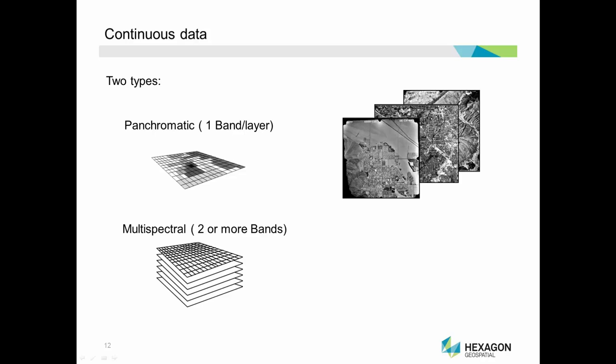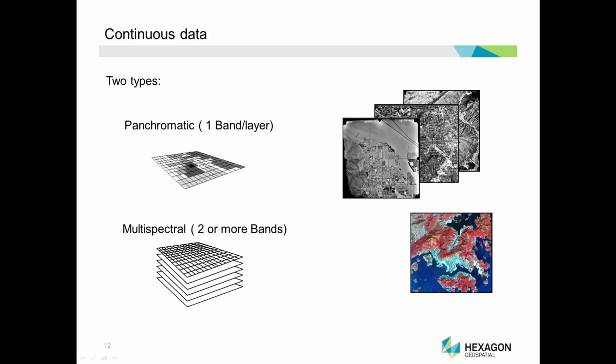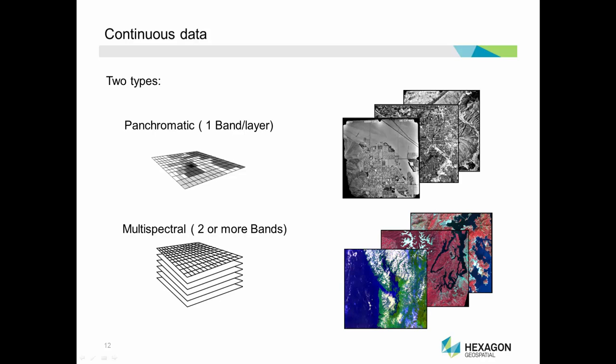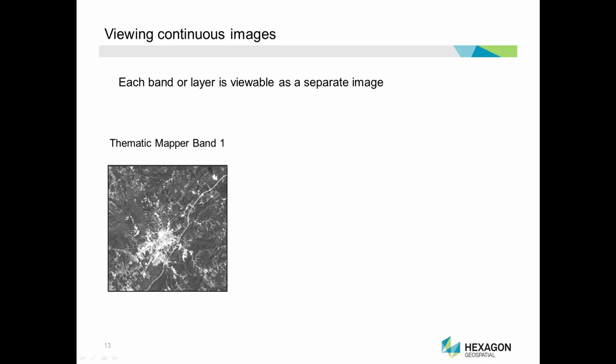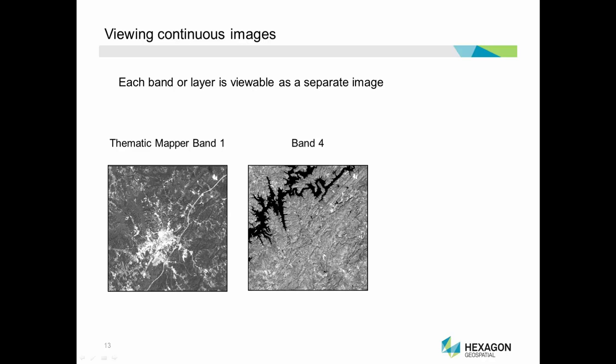Multispectral imagery consists of two or more layers, each layer containing digital numbers collected in a single band or wavelength. Each layer of a multispectral image can be viewed independently. Because each wavelength interacts with the Earth's surface differently, each provides different information about the Earth's surface. We can see that in this case, band 1, or the blue band, shows urban development very well. When we look at the same area using band 4, in this case the near-infrared band, we see water features very clearly.